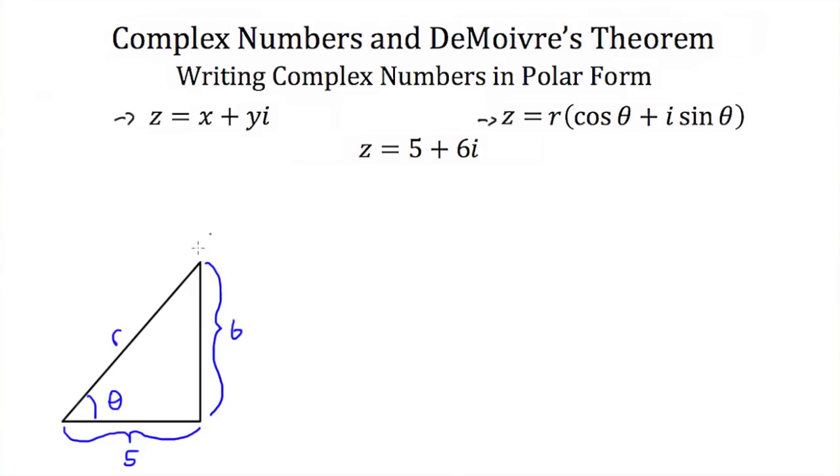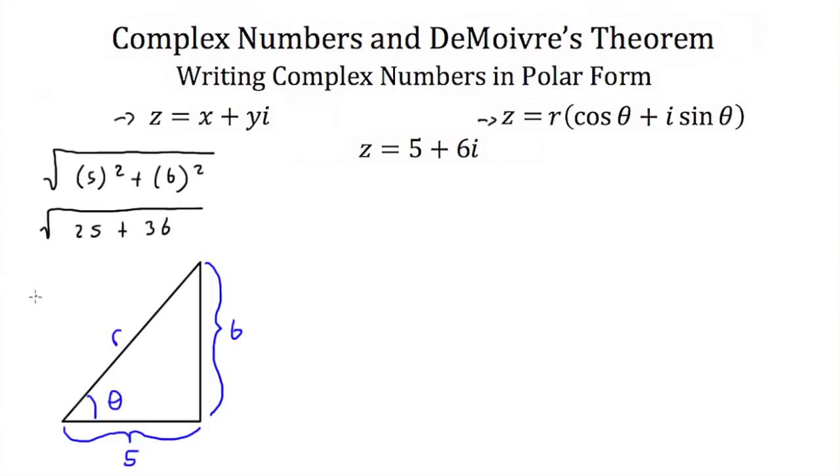Well, to find my r, I'm going to take the absolute value of this number. So I'll have the square root of 5 squared plus 6 squared. This is the square root of 25 plus 36, or you can think of that as the square root of 61. So this is our r value. If you're curious, this is about 7.8. So we have our r value, and we're going to need our theta value.